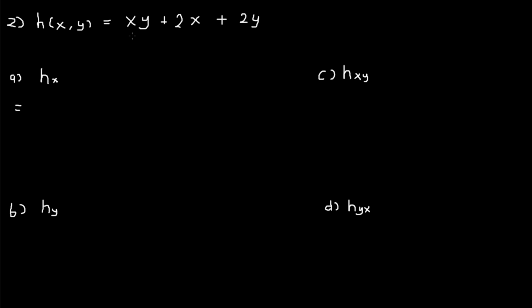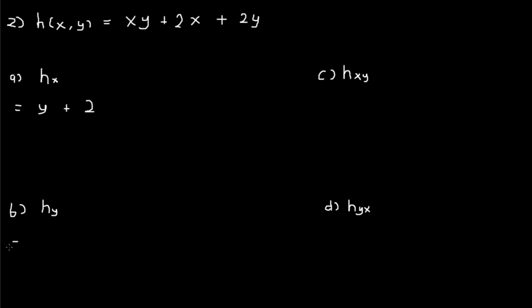We know the differentiation of xy with regards to x is equal to y, since the differentiation of x is 1. Then the differentiation of 2x is equal to 2, and since we regard 2y as a constant, this becomes 0, so we're not going to write plus 0. So the differentiation of this equation with regards to x is equal to y plus 2.